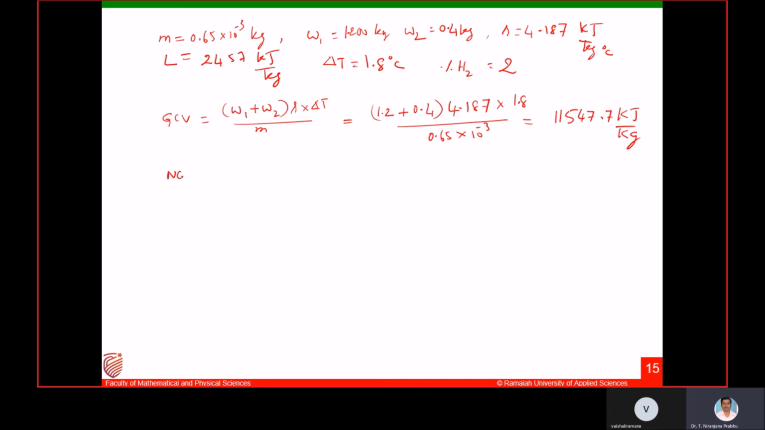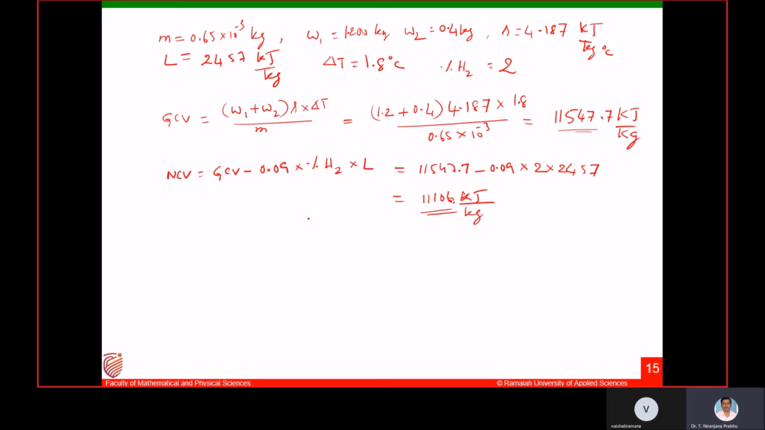Okay. Then NCV is equal to GCV minus 0.09 into percentage of hydrogen into latent heat of steam. That is equal to 11,547.7 minus 0.09 into 2 into L value 2457. So if you solve, I should be getting 11,106 as the NCV value. This is kilojoule per kg. This is the answer for NCV.